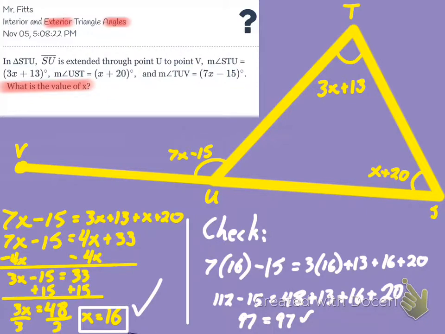By the way, always go back and reread the question to make sure you found the correct answer. So in this case, I was looking for what the value of x is, and yeah, I found x equals 16. So it wasn't asking you for the angle measures, it was actually asking you for the value of x.